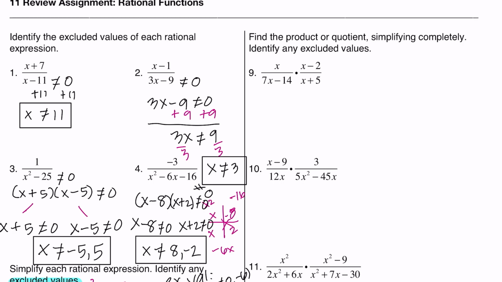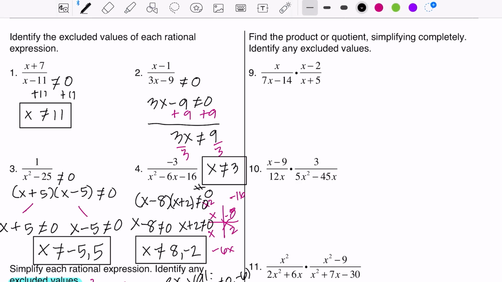Okay, for this one, we are going to do the same thing. It says find the product, but just be aware, it also says state the excluded values. So when it says that, just make sure you know it's before you simplify. So what we're going to do here is GCF that.